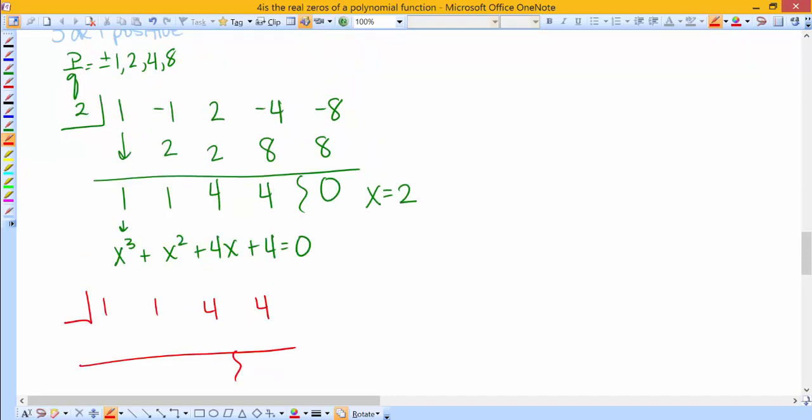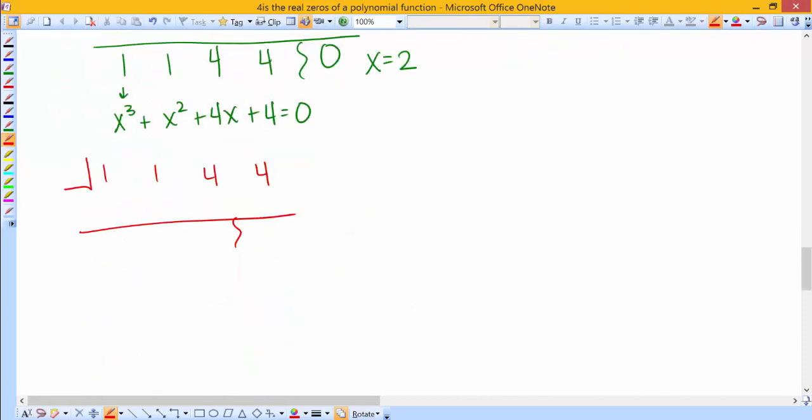So I have 2 more positives left, 4 and 8. So if I put in 4, go through the multiplication. Okay, that's definitely not going to work. So now I'm going to try 8. Okay, not going to work. That's not going to give me 0. So now I need to think of something else to try.